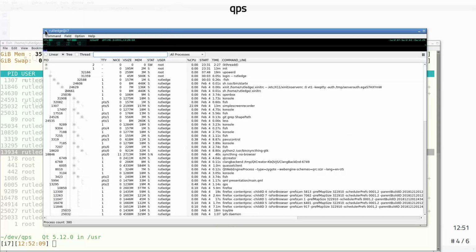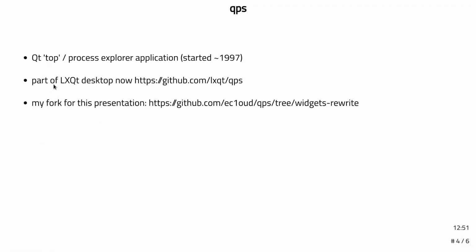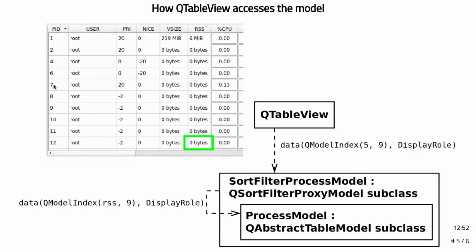And I was hoping to be able to find some example QAbstractTableModel in there that I would be able to reuse for my presentation. It turned out to be not quite that simple, but I was able to reuse some code from that. QPS nowadays is part of the LXQt desktop, and here's my fork on GitHub that I used for the presentation, so you can see the code afterwards.